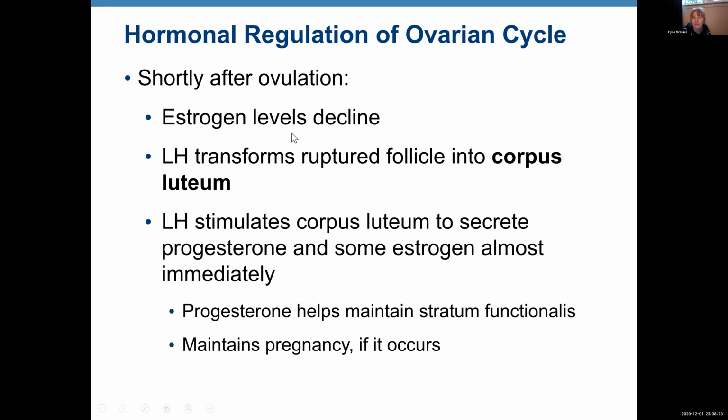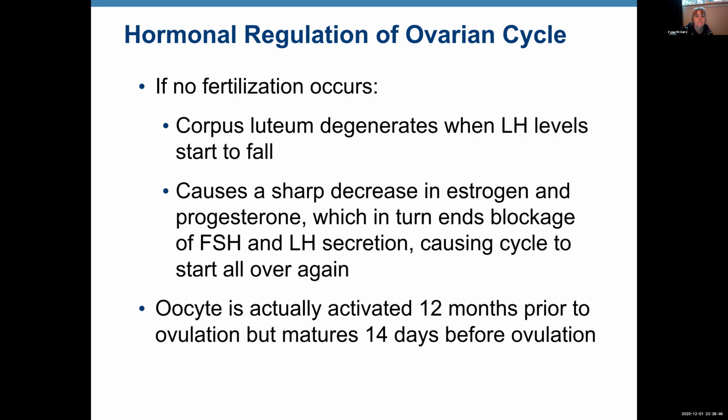Shortly after ovulation, estrogen level declines, right? LH transforms the ruptured follicle into the corpus luteum. LH stimulates the corpus luteum to secrete progesterone and some estrogen almost immediately. Progesterone helps maintain the stratum functionalis of the uterus and maintain pregnancy if it occurs. If no fertilization occurs, the corpus luteum degenerates when LH levels start to fall, causing a sharp decrease in estrogen and progesterone, which in turn releases the blockage of FSH and LH, causing the cycle to start all over again. So the oocyte is actually activated 12 months prior to ovulation, but matures 14 days before ovulation.